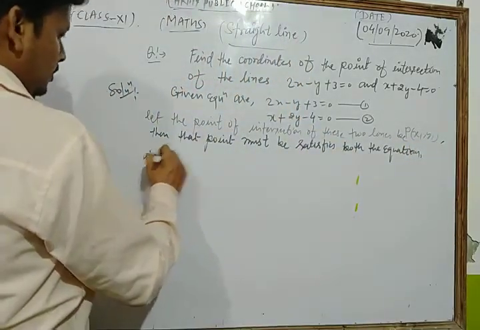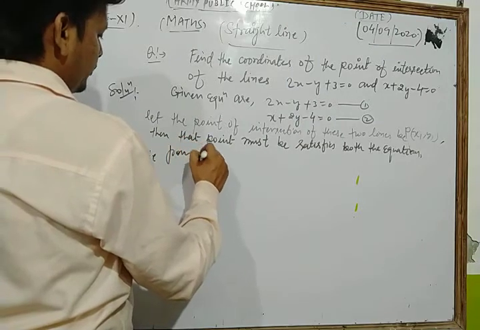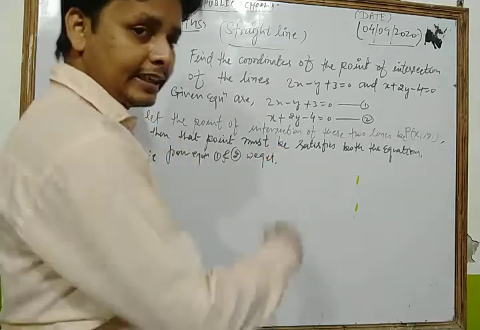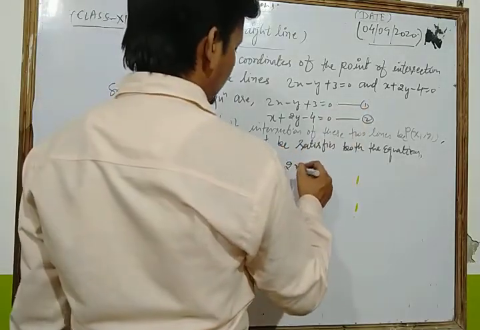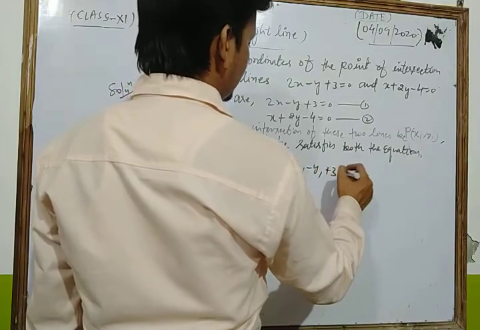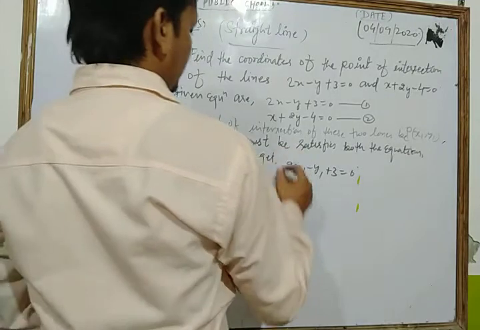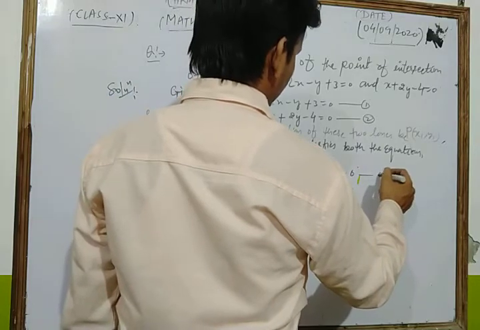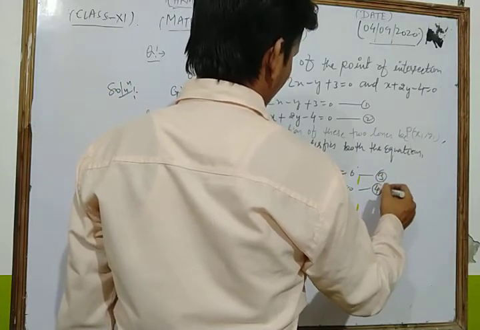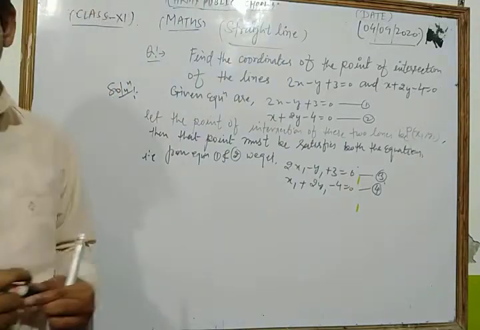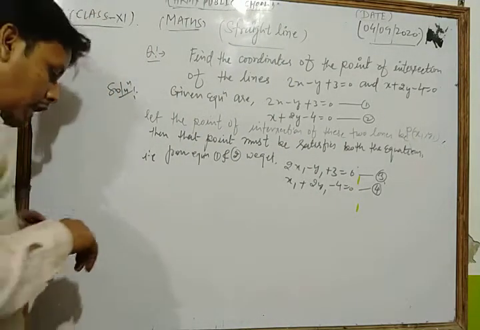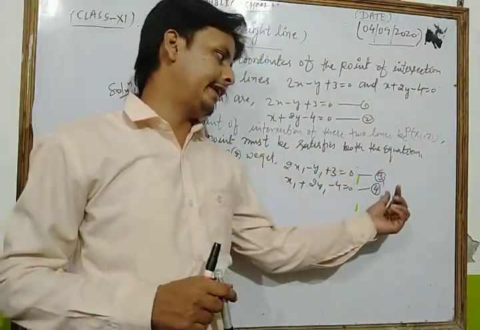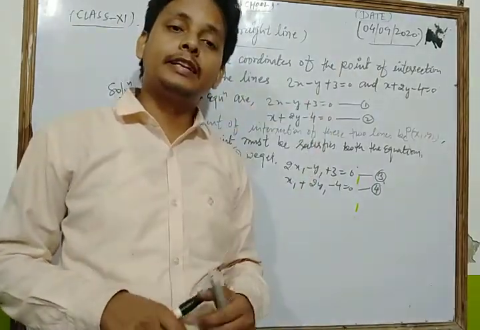From equations 1 and 2 we can write 2x1 minus y1 plus 3 is equal to 0, and the second one is x1 plus 2y1 minus 4 is equal to 0. Take this as equation number 3 and this as equation number 4. Now, dear students, we solve equations 3 and 4 by the cross multiplication method.